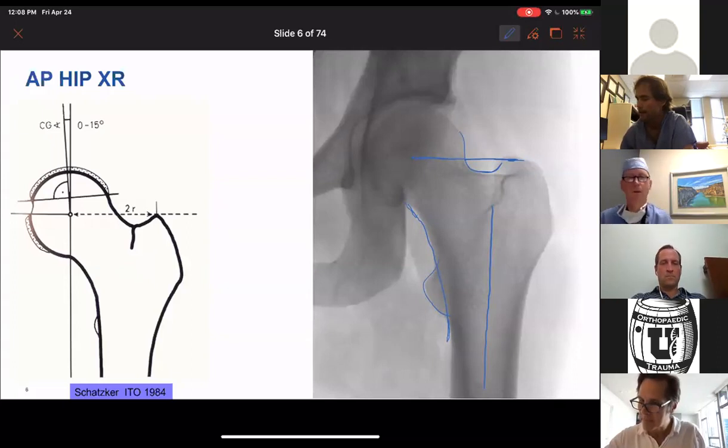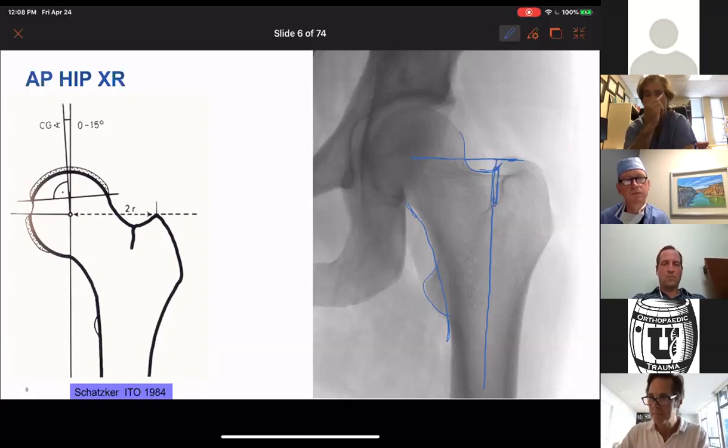And lastly, I would say on a true AP x-ray, you've got very little overlap of the greater trochanter and the neck itself. As you get more and more overlap of the greater trochanter and the neck, you are either seeing a displacement of the greater trochanter or you're seeing a rotation of the proximal femur. And we're going to go over that in a little bit more detail in just a second. All right.